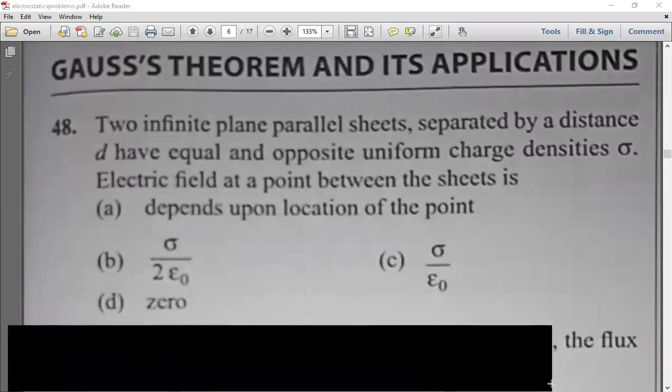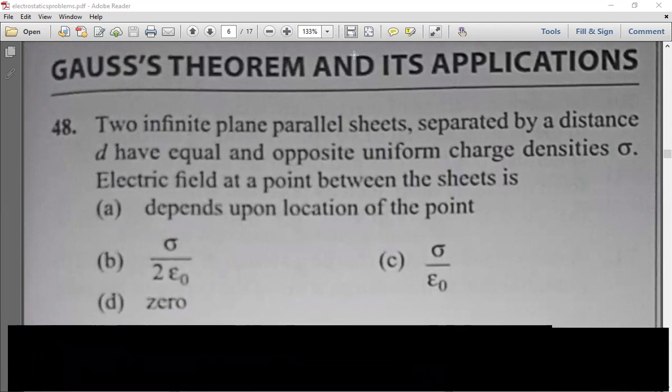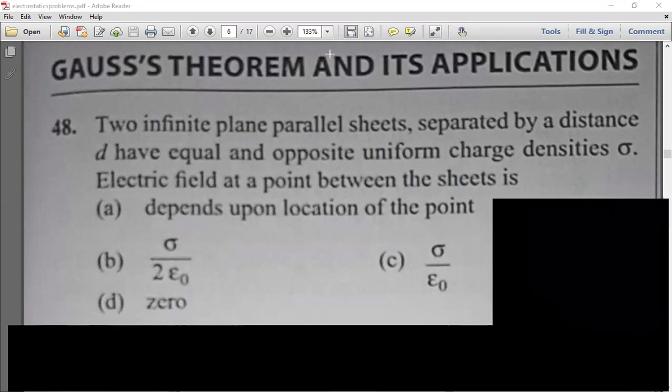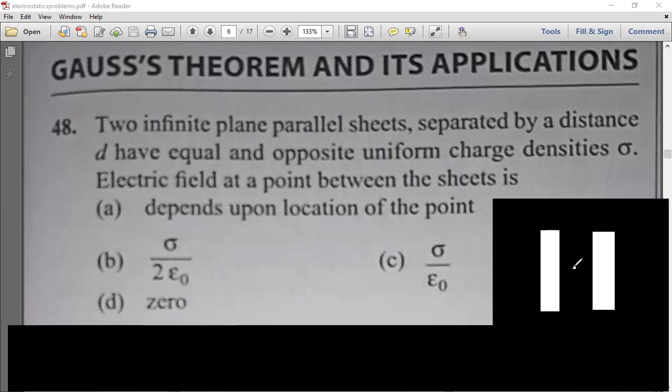Now this question. Two infinite parallel sheets separated by a distance d have equal and opposite uniform charge densities sigma. The electric field at a point between the sheets is. This is just a theoretical question, we have already learned the application. For example, suppose like this, two sheets are there. In the notes I told. So at this point, what should be the electric field?